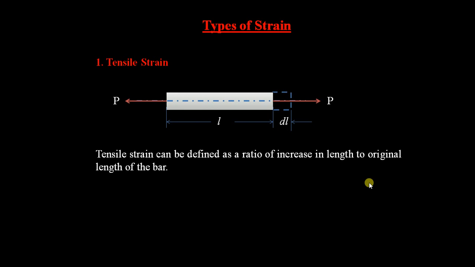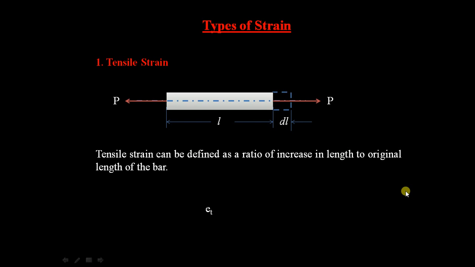So what is the definition we can give? The tensile strain can be defined as the ratio of increase in length to original length of the bar. Okay, this is again obtained from the basic definition, that is the ratio between change in dimension to original dimension. So here we are considering only increase in length to original length.